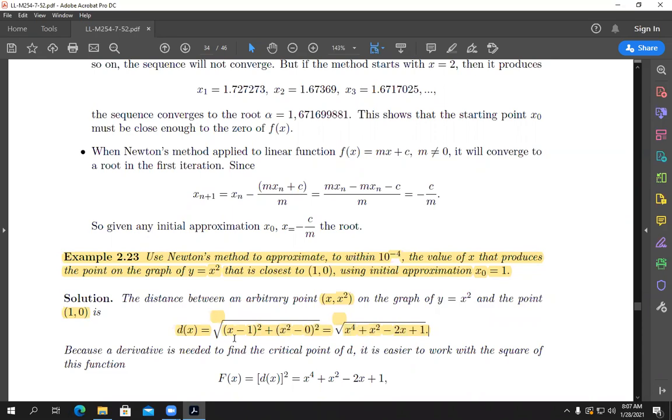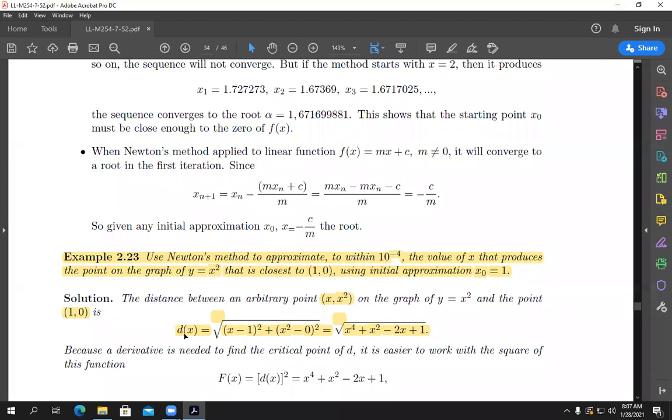We have x minus x1 squared plus y minus y1 squared. Sorry, x2 minus x1 squared and y2 minus y1 squared. What is x1? x1 is this x. What is x2? It is 1. So x minus x2 squared is this one, plus y2 minus y1 squared, which is x squared minus 0 squared. This is the distance formula. You already know this one. This distance we have to find the minimum of.